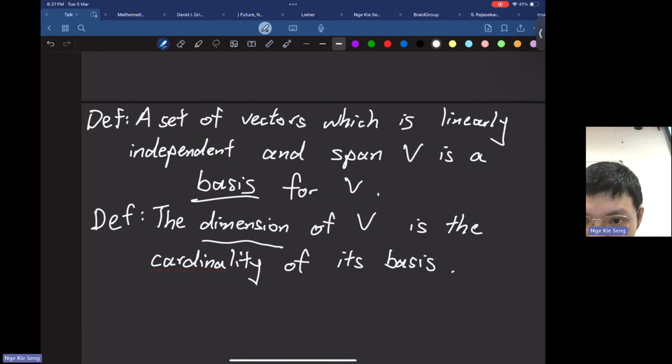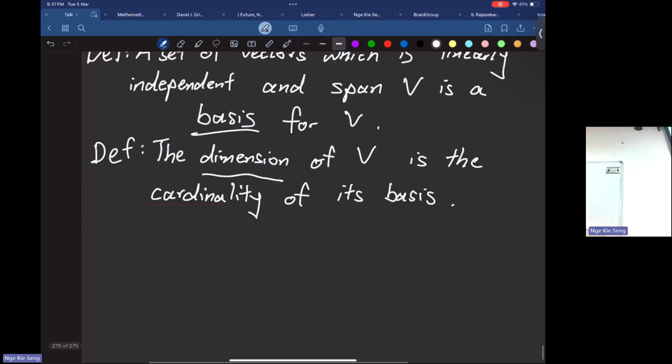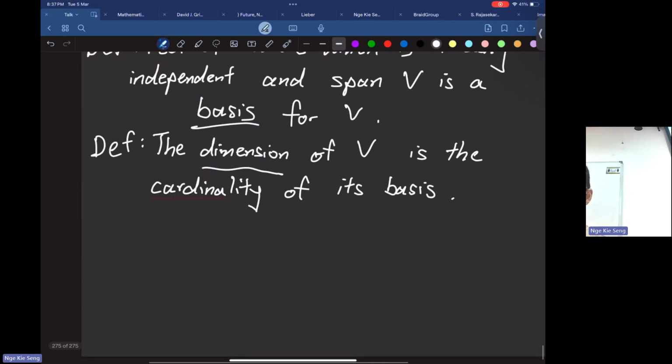What else? Should we talk about maps? Maybe we don't talk about maps first. So the next thing I want to talk about is the dual of a vector space.